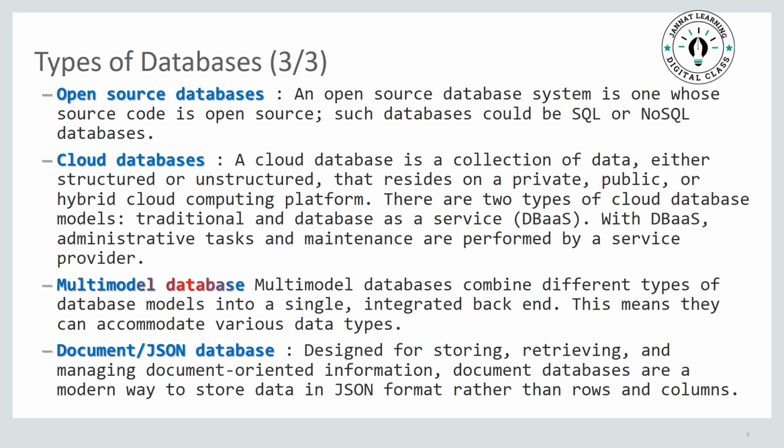Multimodal databases combine different types of database models into a single, integrated backend. This means they can accommodate various data types. Document, a JSON database, designed for storing, retrieving, and managing document-oriented information. Document databases are a modern way to store data in JSON format rather than rows and columns.